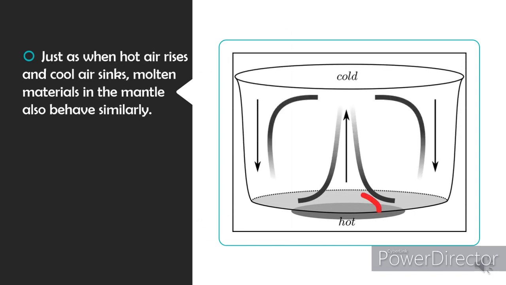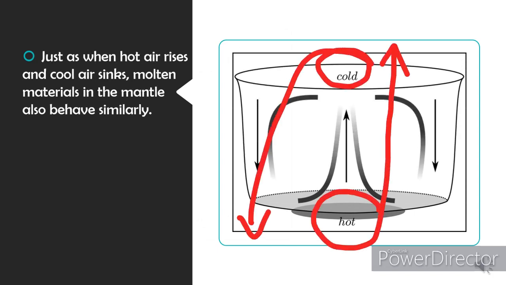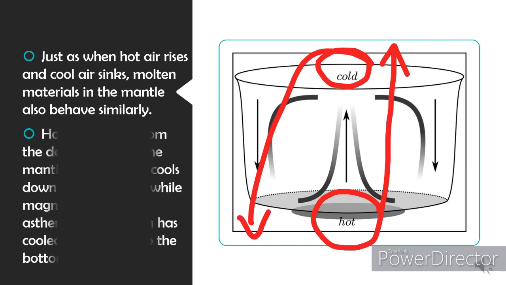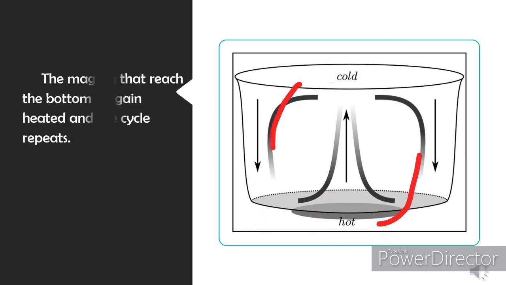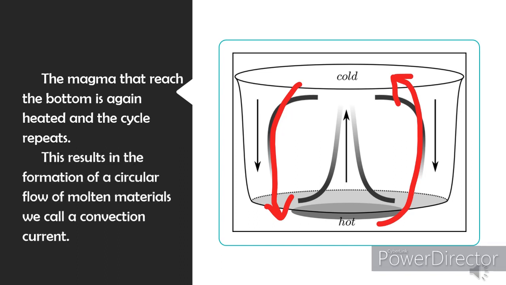Just as when hot air rises and cool air sinks, molten materials in the mantle also behave similarly. Hotter magma from the deeper parts of the mantle rises up and cools down in the process, while magma from the asthenosphere, which has cooled down, sinks to the bottom. The magma that reached the bottom is again heated and the cycle repeats. This results in the formation of a circular flow of molten materials we call a convection current.